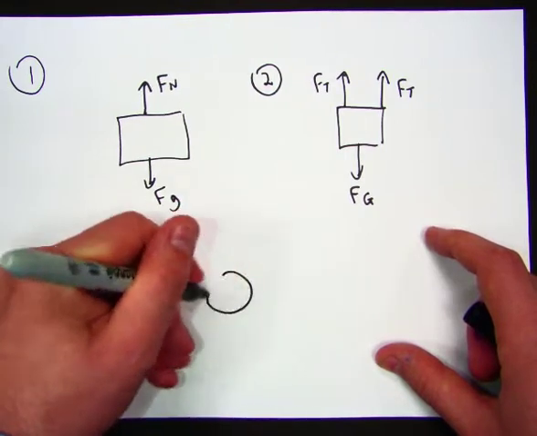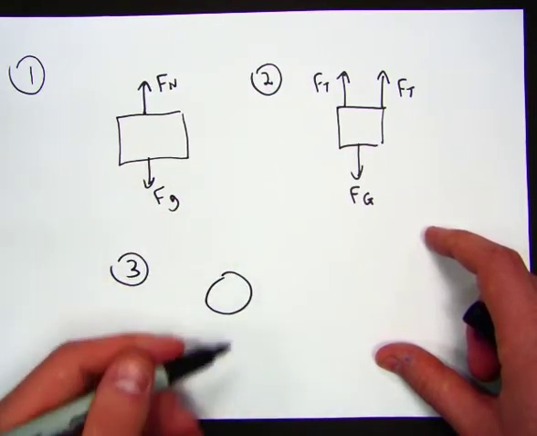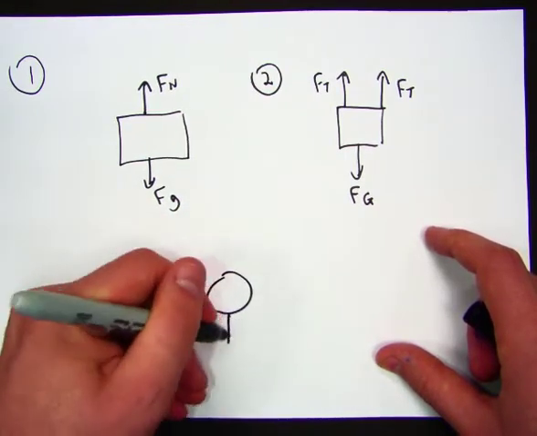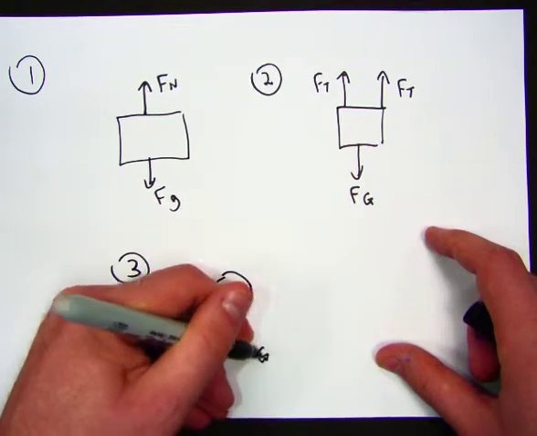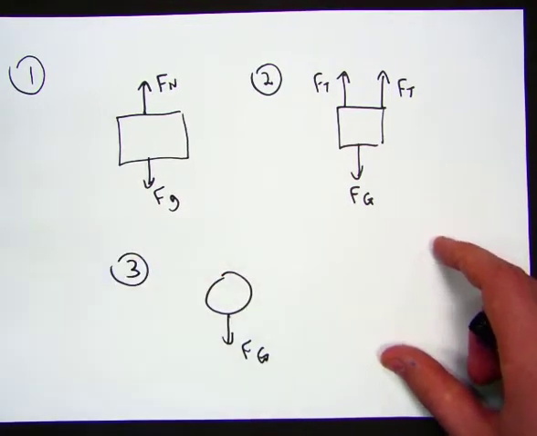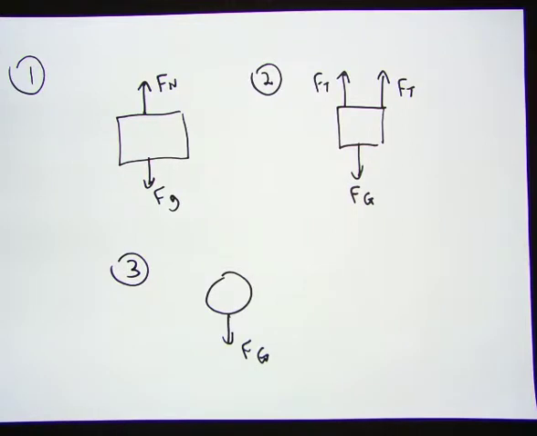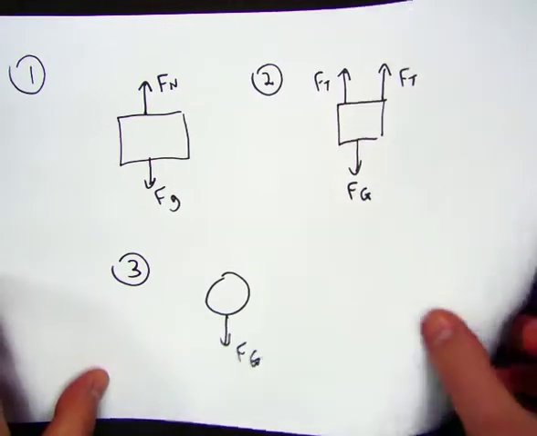Okay, number three, an egg falling from a nest in a tree. You could draw a circle for an egg or a square, but there's my egg. What's acting on it is going to be my force of gravity, and that's all that's acting on it. We're ignoring air resistance, so that would be it for number three. What about the other ones there?